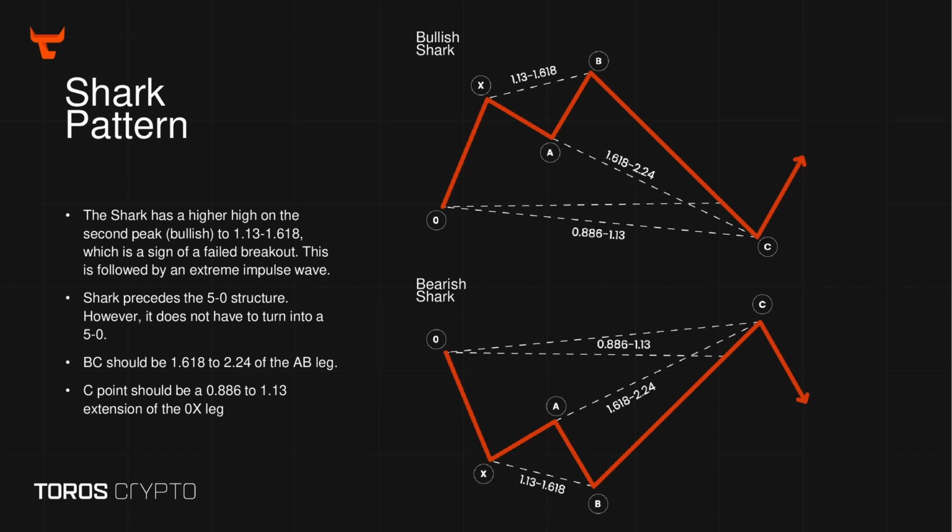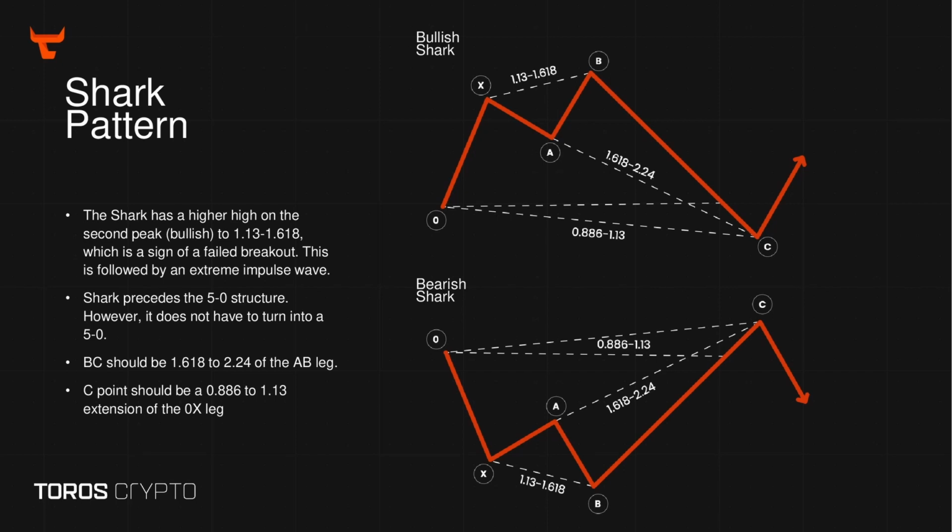Now, in the situation where your 886 does not meet this 1.618 minimum retracement, you would pull that C point down further if you're manually drawing it, and probably look at the 1.13 extension for the shark. But it's important that the minimum 886 criteria is met, as well as this minimum 1.618 here. And the B point is higher than the X point as well.